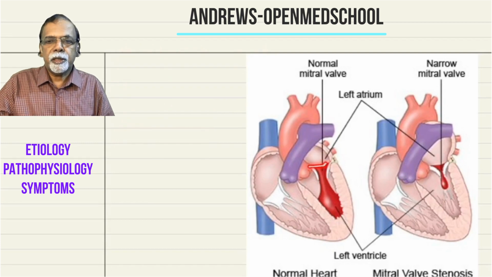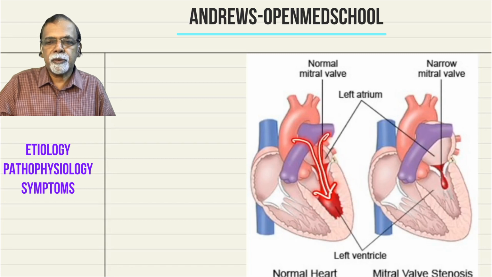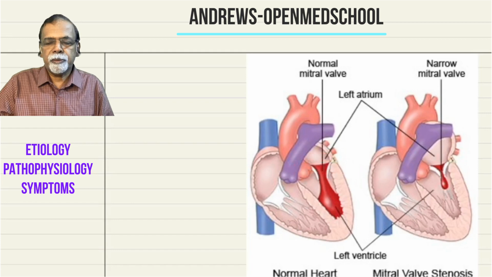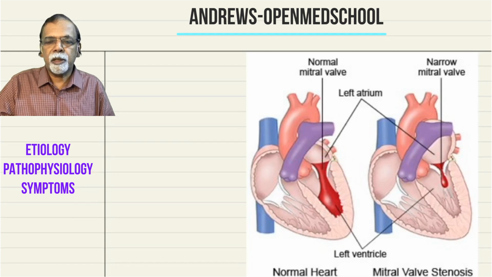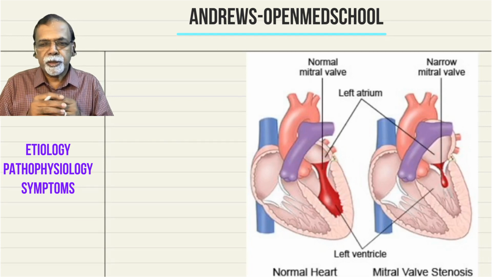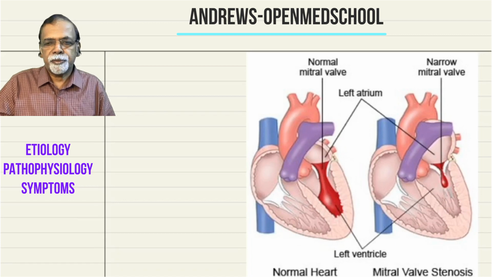So here you can see the mitral valve, which prevents regurgitation of blood from left ventricle to left atrium during ventricular systole and allows passage of blood from left atrium to left ventricle. So this is the mitral valve, about which we have discussed in the previous session.